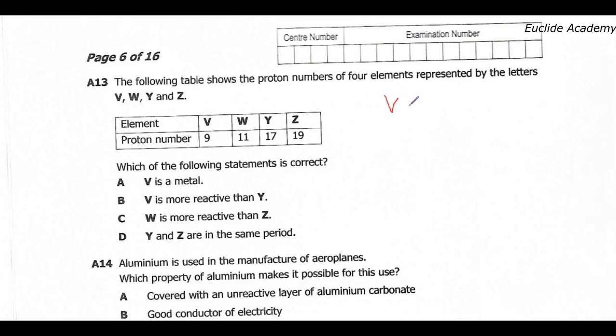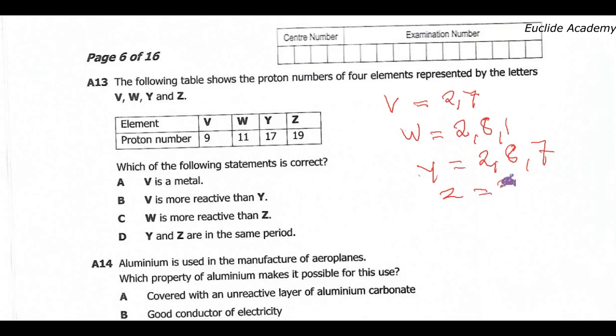So for V, the electronic configuration is going to be 2 in the first shell, then 7 in the outermost shell. And then for W, it will be 2 in its first shell, then 8 in its second shell and 1 in its third shell. And then for Y we are going to have 2, then 8, then 7. Then for Z we are going to have 2, then 8, then 8, then 1 in the outermost shell.